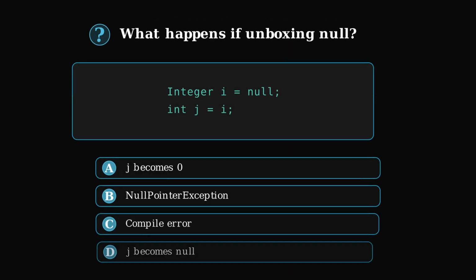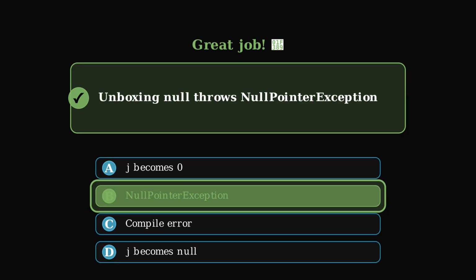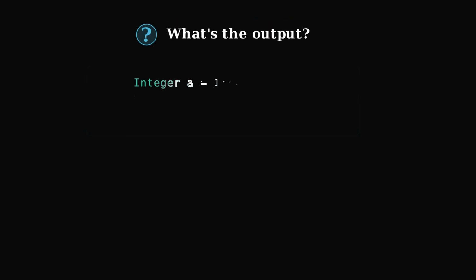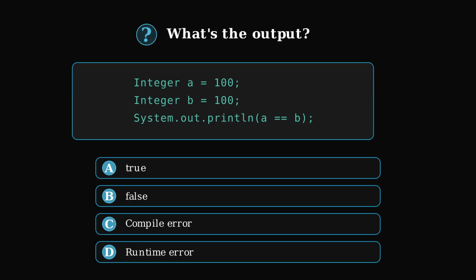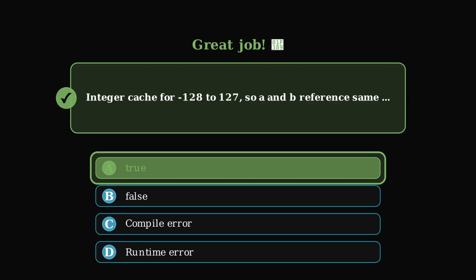What happens if unboxing null? Which one is correct? The correct answer is unboxing null throws NullPointerException. What's the output? Which one is correct? The correct answer is Integer cache for -128 to 127. So a and b reference the same object.